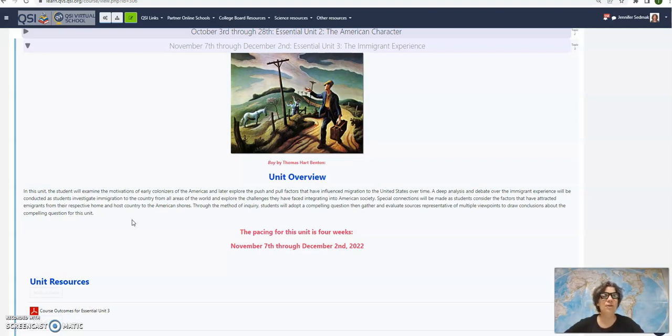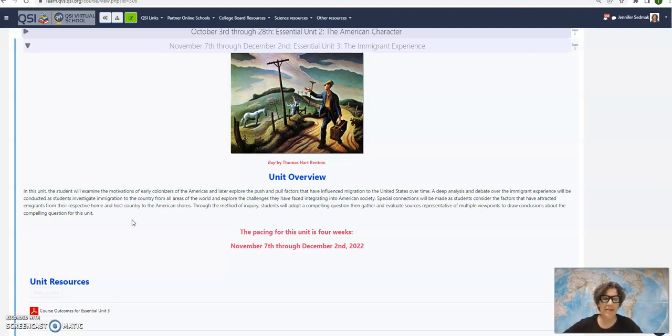So immigrants have not always been welcomed to the American shores. And depending on the time and place that immigrants were coming from, they faced a lot of discrimination. So we'll get into looking at that probably more in week 2 and week 3.